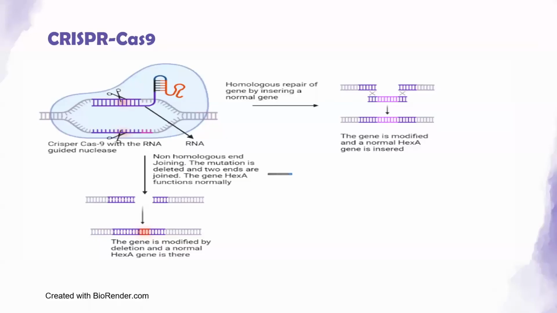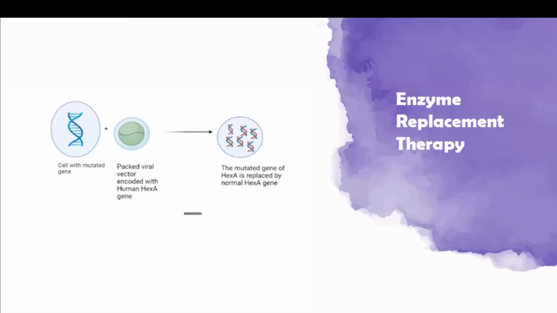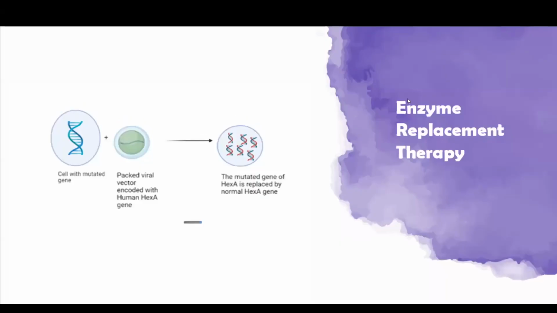One advantage of CRISPR-Cas9 gene editing is that it's incredibly precise in which segment of DNA or the genome it removes and which segment of DNA it inserts into the genome of the individual. So there are fewer chances of adverse side effects, such as off-site mutations. The next treatment method we are talking about is enzyme replacement therapy. In this method, the mutated HexA gene is replaced by a normal HexA gene.